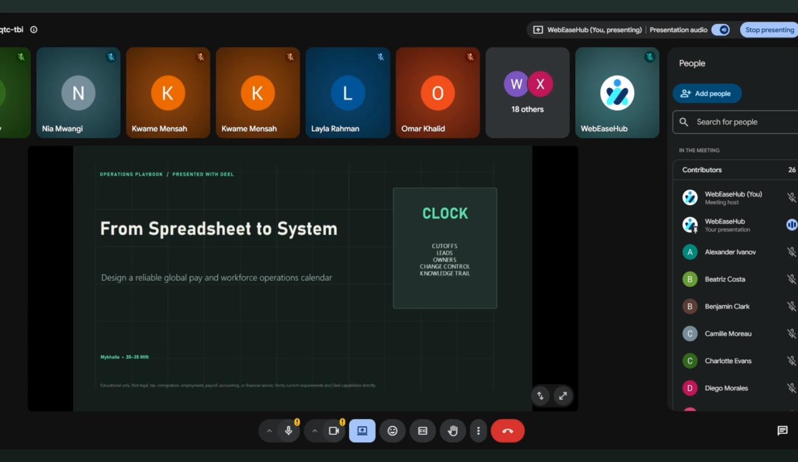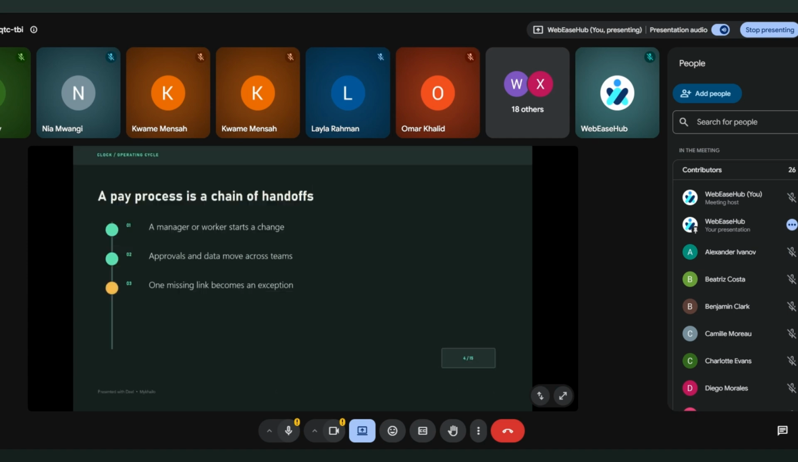When teams describe a payroll or workforce operations failure, they often name the final visible event. Payroll was late, the invoice was unexpected, the hire was not ready, or the manager changed something too late. But those are usually outcomes, not root causes. The root cause is often that the calendar did not make the work legible. The date may have existed, but the organization did not know what had to be true by that date, who had to act, which upstream dependency mattered, or what would happen if the deadline was missed.